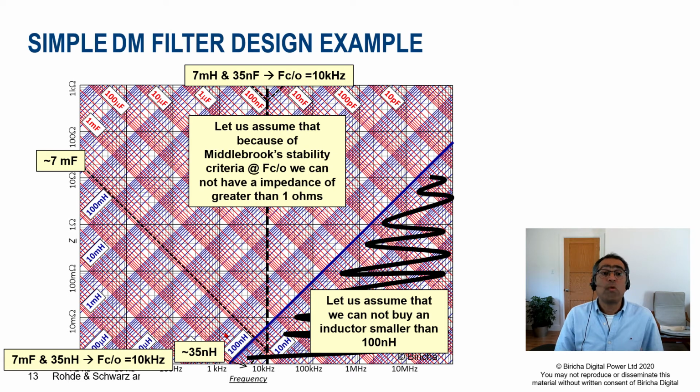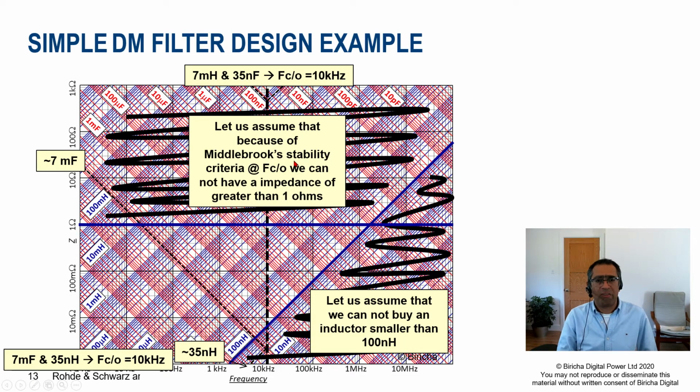Then we know from Middlebrook that there is an upper maximum to the impedance, the Z out of the filter. For simplicity, let's say that is 1 ohm. You draw the 1 ohm line right here, and you know that the filter that you design cannot have an output impedance above this line. So you just cross all of that out.